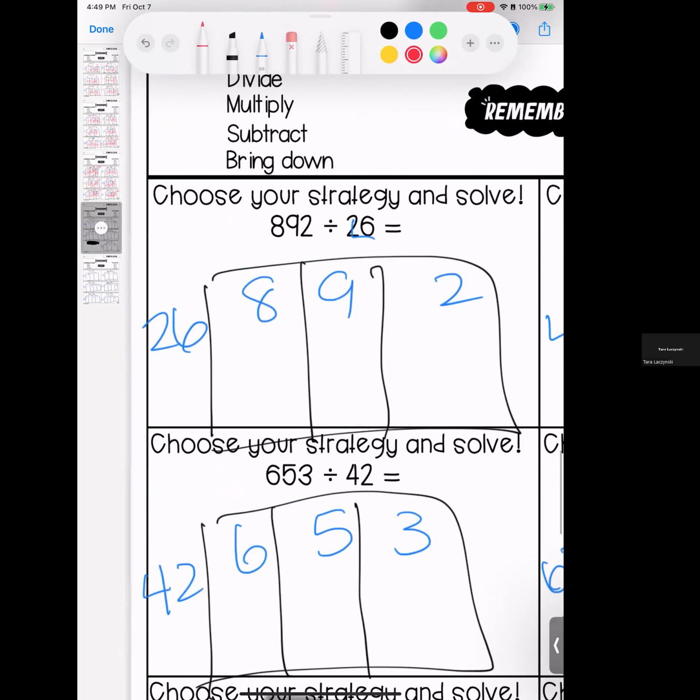892 divided by 26. This one does have a remainder. 26 does not go into 8.